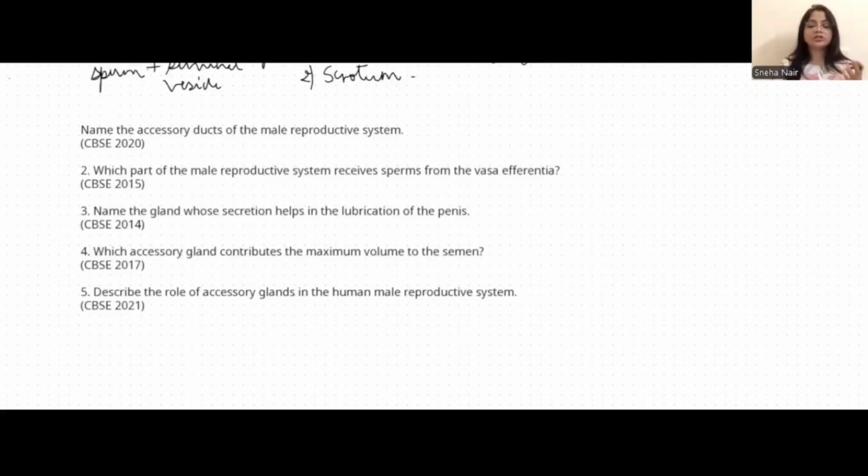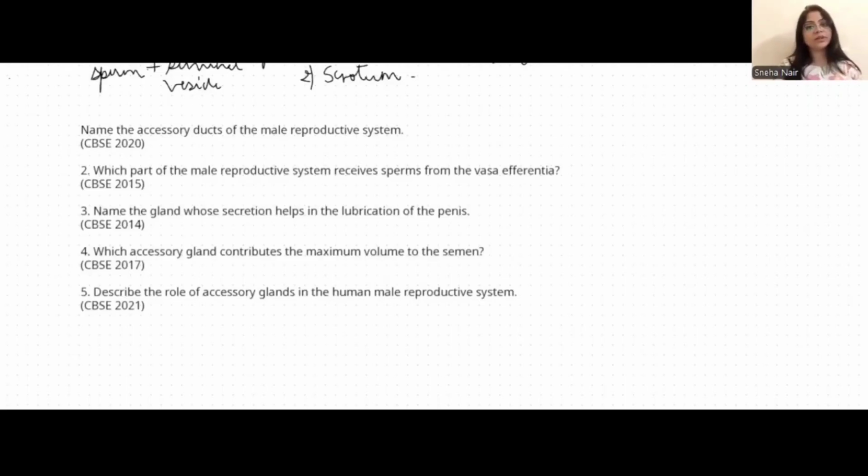Next question: name the gland whose secretion helps in lubrication of the penis. So, as discussed, the bulbourethral gland helps in the lubrication of the penis. Which accessory gland contributes to maximum volume of the semen? I hope you know the answer. It is seminal vesicle.